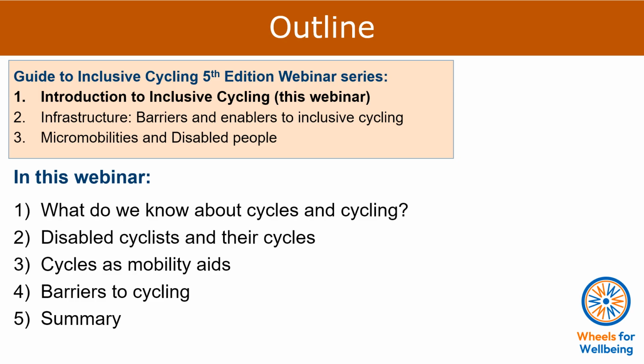In the webinar today, we're going to have a look at what we know about cycles and cyclists. We're going to explore some data about disabled people cycling, the types of cycles they use and the journeys they make. We're going to try and understand how cycles function as essential mobility aids. And then we're going to look at some of the barriers to cycling for disabled people, which are not the infrastructure barriers, which are covered in webinar 2.